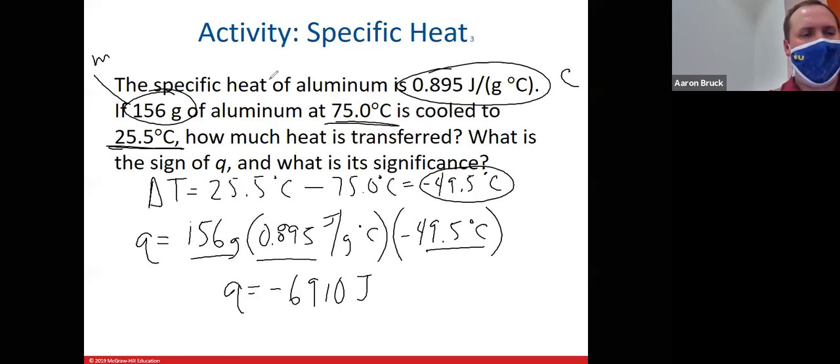So how much heat is transferred? 6,910 joules. What is the sign of Q? It's negative. What does that mean? It means that the heat is going out of the aluminum. And as the heat leaves the aluminum, it drops the temperature of the aluminum. All right, any questions with regard to this one?